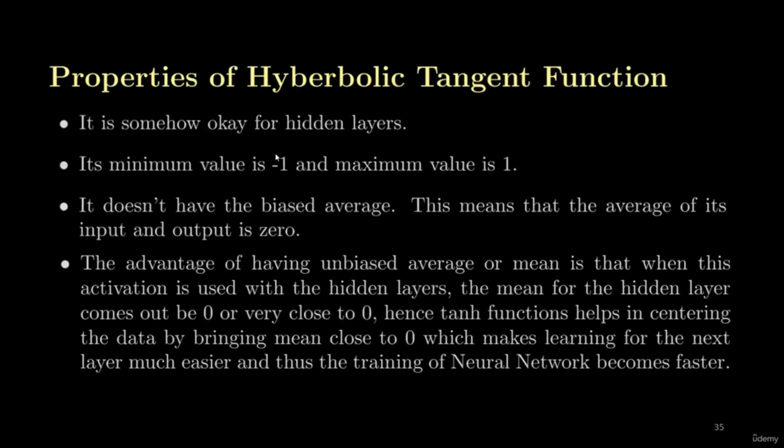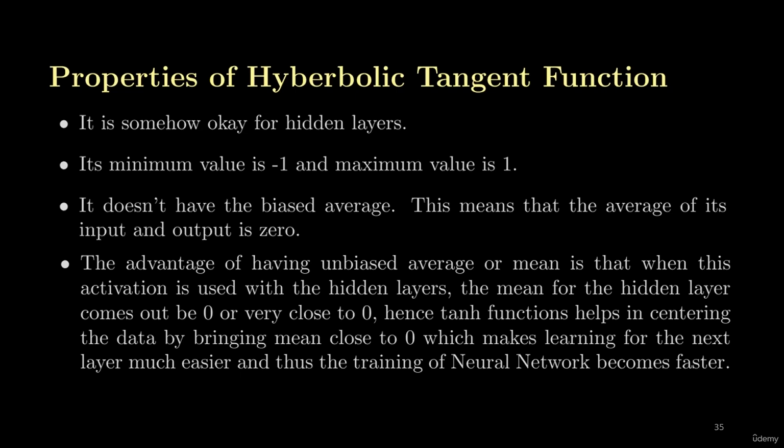So these are other properties of the hyperbolic tangent function. It is somehow okay for the hidden layer. So why is it not good for the hidden layer? We will discuss it very soon. Okay, its minimum value is -1 and maximum value is +1. It doesn't have the biased average. This means that the average of its input and output is 0. If we remember, in the previous lecture, we discussed the sigmoid function.